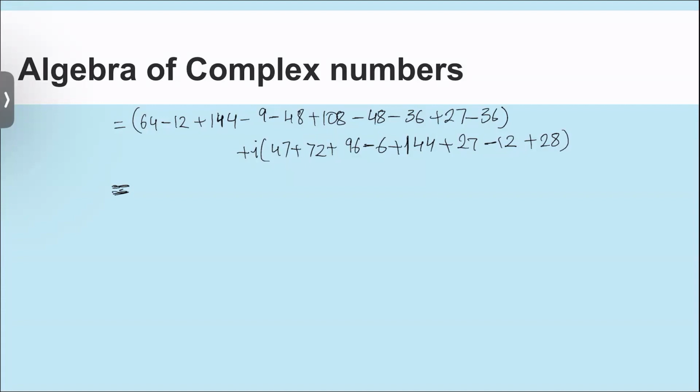Okay, so now let's just solve. So 64 minus 1, this actually becomes your 154. Okay, and the i term becomes 47 plus 72 plus 96, sorry, 47 plus 72 plus 96, sorry, minus 6, and 44 plus 27.